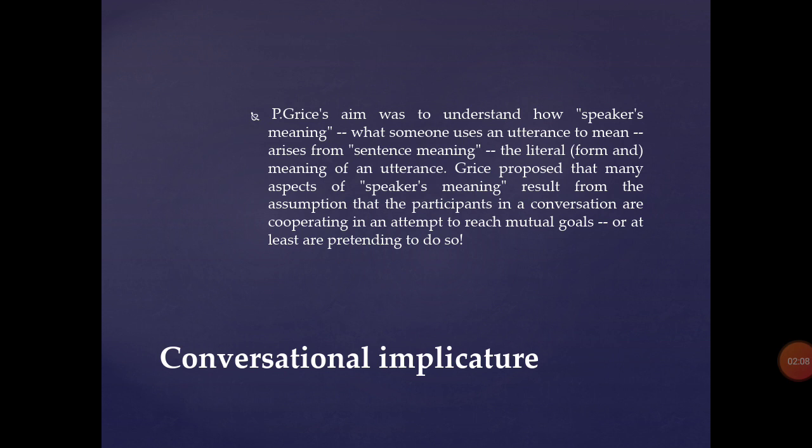Conversational implicature. Paul Grice's aim was to understand how speakers' meaning, what someone uses an utterance to mean, arises from the sentence meaning, the literal form and meaning of an utterance. Grice proposed that many aspects of speakers' meaning result from the assumption that the participants in a conversation are cooperating in an attempt to reach mutual goals, or at least are pretending to do so.